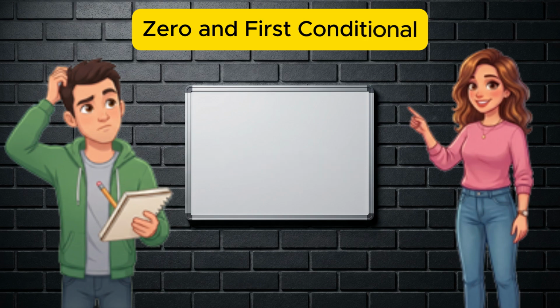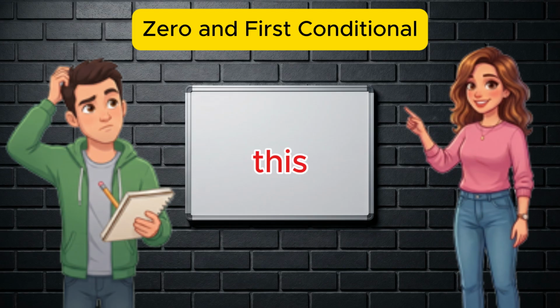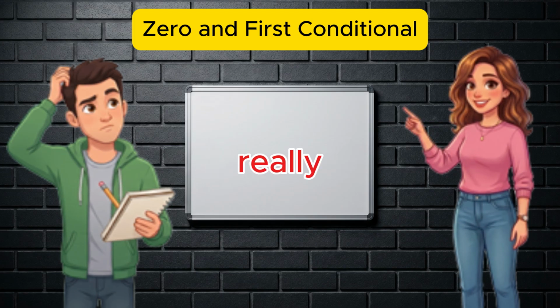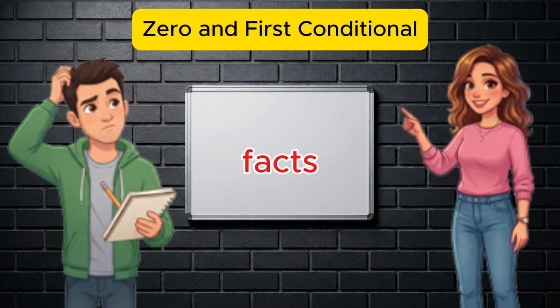Let me ask you something. What happens when you heat ice? It melts. Exactly. Now, you just used a zero conditional situation. When you heat ice, it melts. This is a scientific fact, something that's always true. Wait, really? I didn't even know I was using grammar. That's the beauty of it. Zero conditional is for facts, habits, and things that are always true.